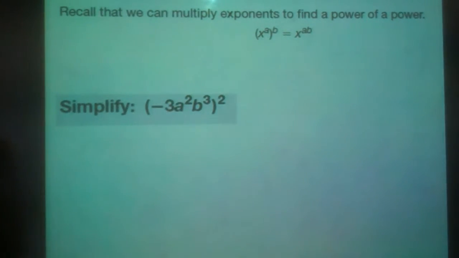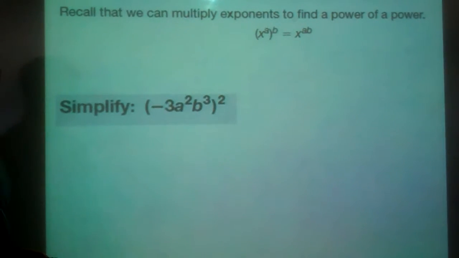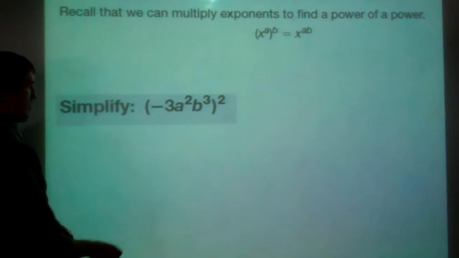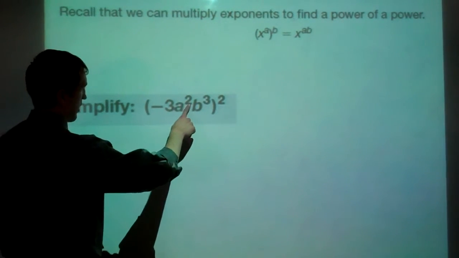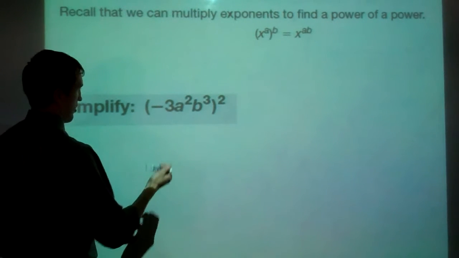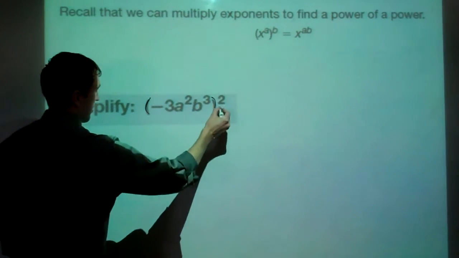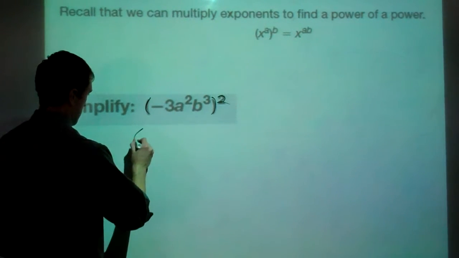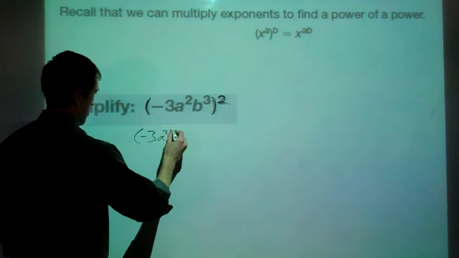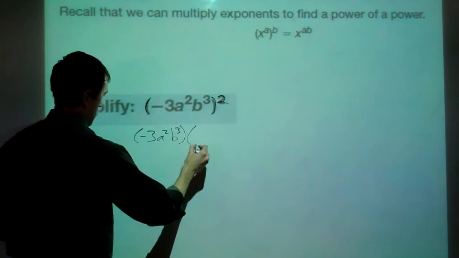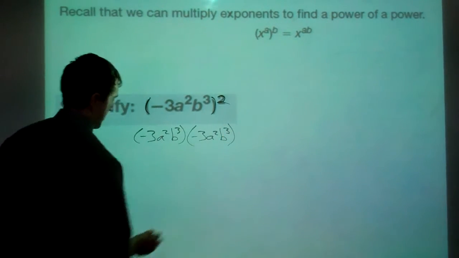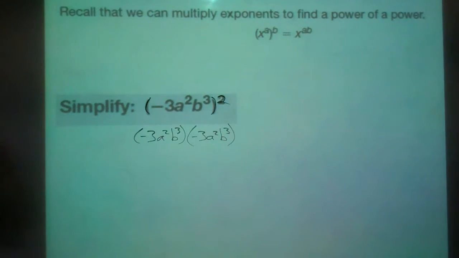I'm going to show you both ways to do this. That rule is not so important. I would rather we understand what's going on here. So we have this term, -3a squared, b to the third, and that is all to the second power. That means we're going to multiply this thing twice. Just like that. And once again, we want to reorder things.